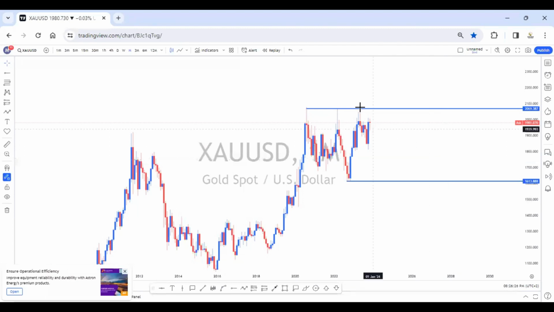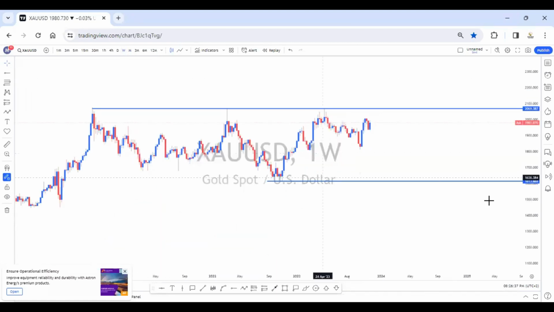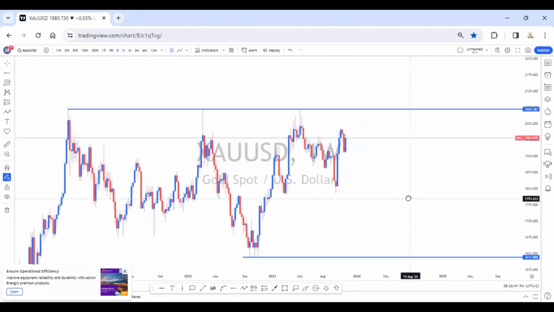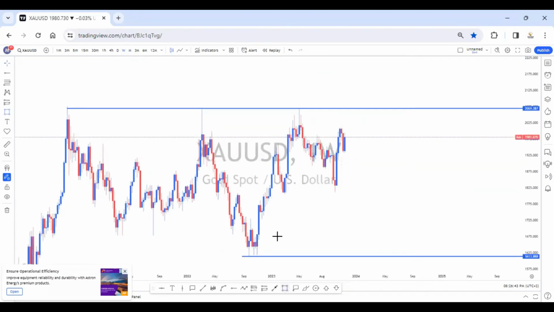So this is my highest level. This is my lowest level. This is my major support level. This is my major resistance. I'll just pass, go to another weekly time frame. And then on the weekly time frame, I started to realize something, that we have this level.